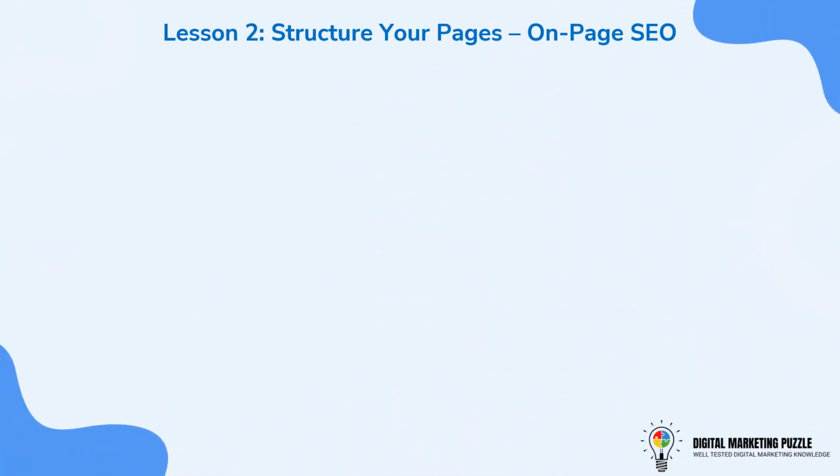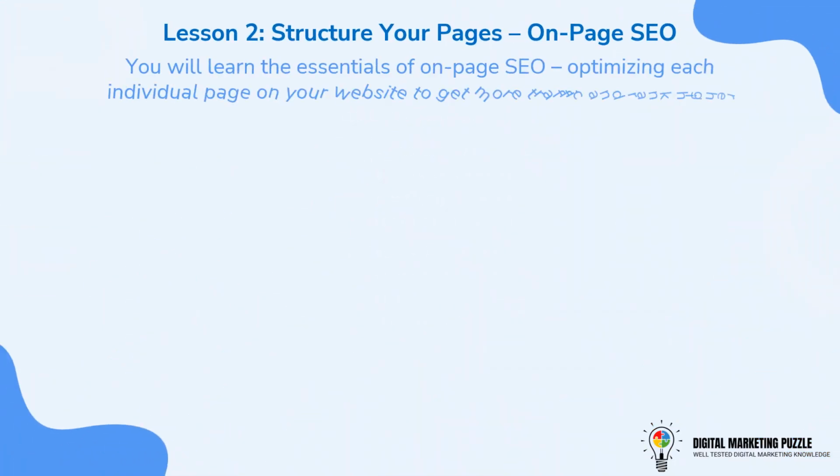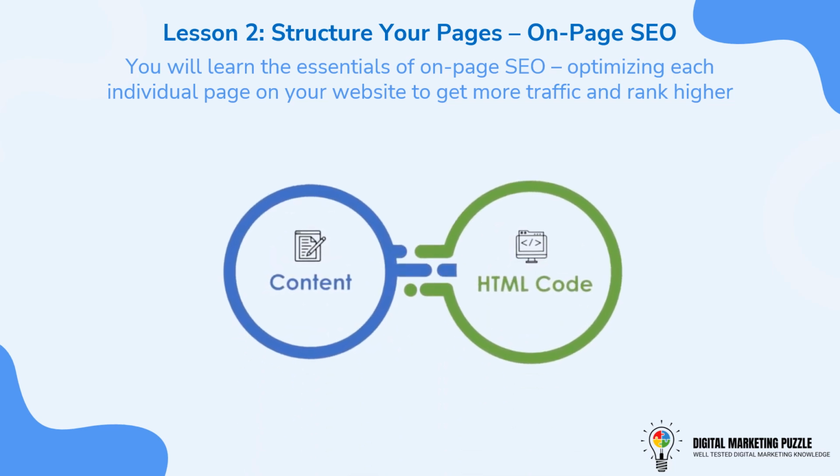Lesson 2. Structure your pages, on-page SEO. In this lesson, you will learn the essentials of on-page SEO, optimizing each individual page on your website to get more traffic and rank higher. There are 2 elements to on-page SEO: content, HTML code.